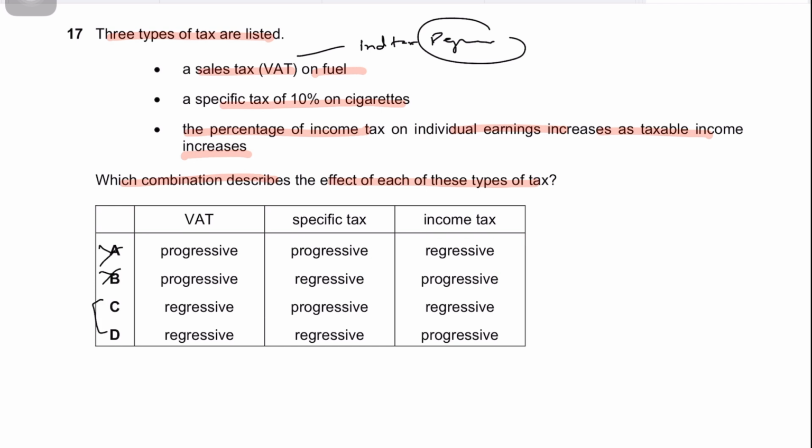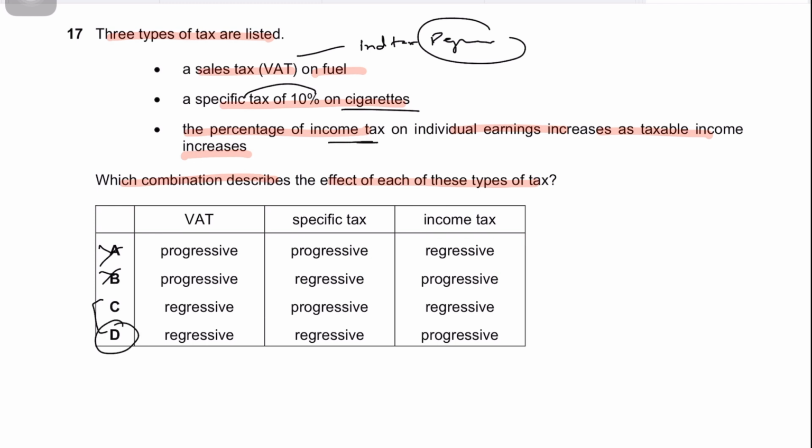Let's see the rest. The specific tax on cigarettes is definitely also an indirect tax. Indirect tax could either be specific or ad valorem. And remember that whenever taxes are imposed on the product, it would be an indirect tax, right? So it makes the specific tax regressive in nature as well. So D should be the answer.